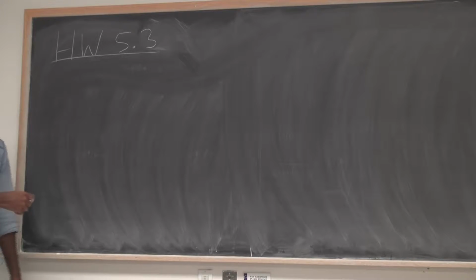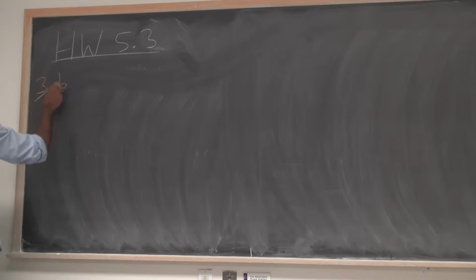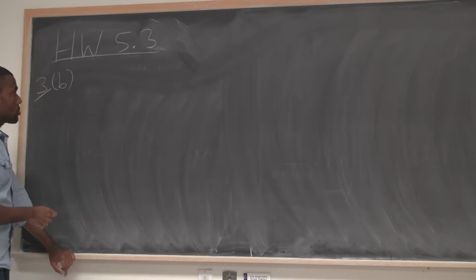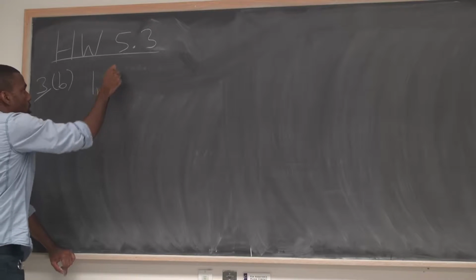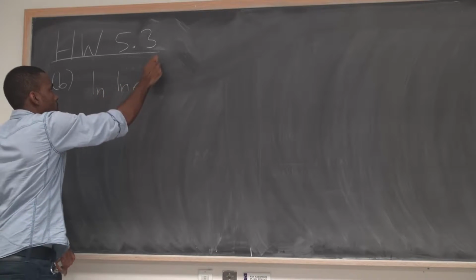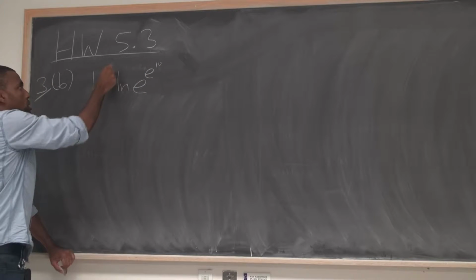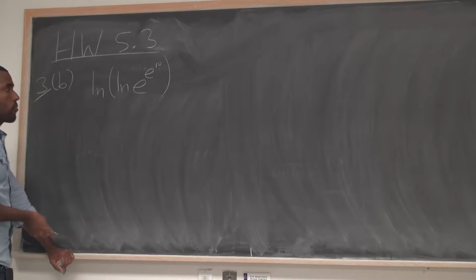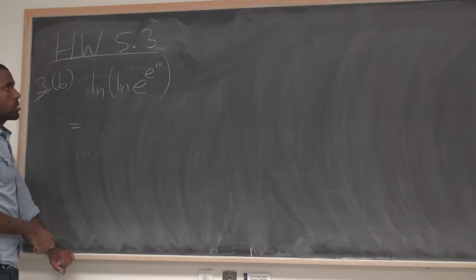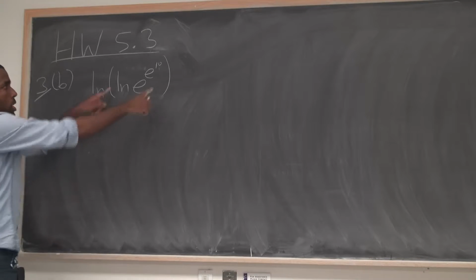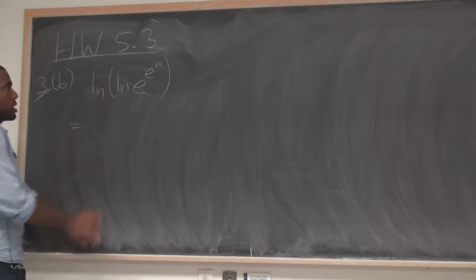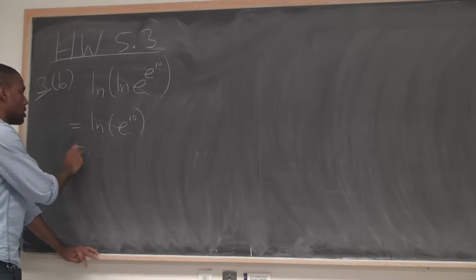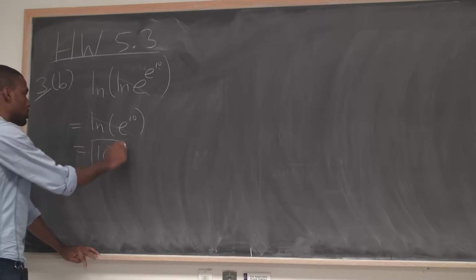Questions here? 3B. What is the question? ln of ln of e to the 10. And what are we supposed to do? Just simplify it? Okay. So the ln of e cancels out. Inside here, these are inverse functions, so that just cancels out, and we just have e to the 10. And that cancels out with the ln, so we have 10. Right, so that was 10.